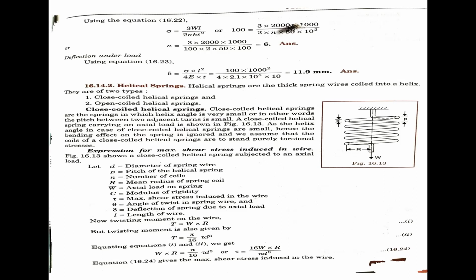See the diagram, figure 16.13. Two springs are there. Two types of springs for helical spring: closed coiled helical spring and open coiled helical spring. These are the two types of springs. Now I will explain closed coil helical spring.